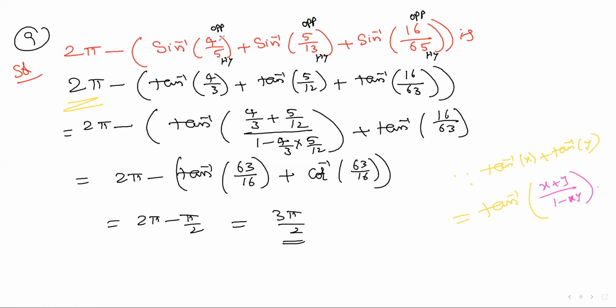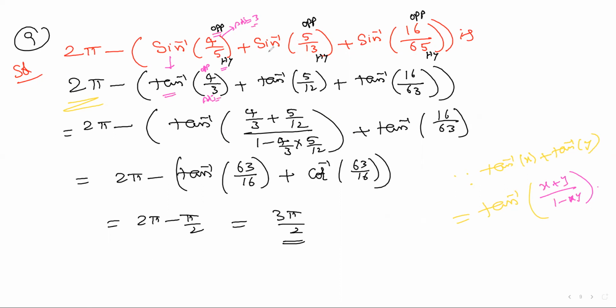Here, sin inverse, what is the formula? Opposite side by hypotenuse. Here, the adjacent side value is 3. So, in terms of tan inverse, what is the formula? Tan inverse formula is opposite side by adjacent side. Here the opposite side is 4, adjacent side is 3, so 4 by 3. So, sin inverse of 4 by 5 is equal to, in terms of tan inverse, 4 by 3.